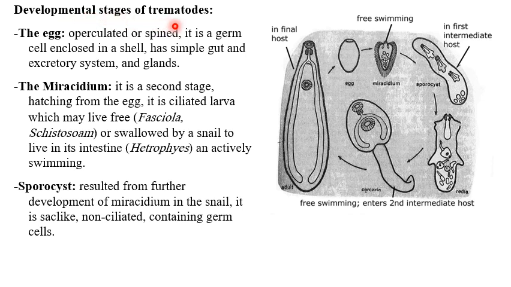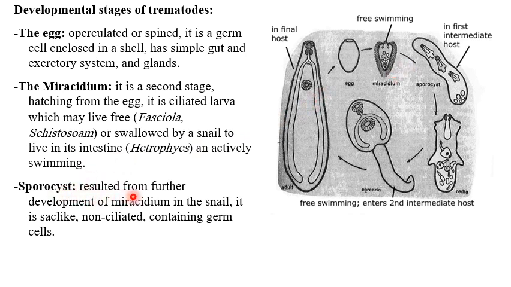Developmental stages of trematodes. The egg: operculated or spined, it is a germ cell enclosed in a shell, and has a simple gut, excretory system and glands. The miracidium: it is the second stage hatching from the egg. It is a ciliated larva which may live free, like in Fasciola and Schistosoma, or be swallowed by a snail to live in its intestine, like in Heterophyes, and is actively swimming.